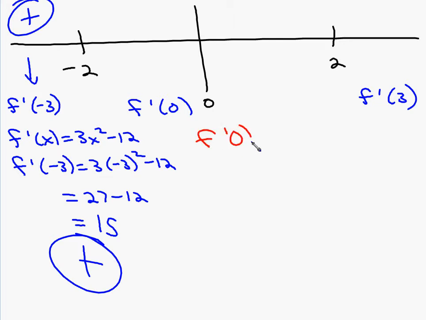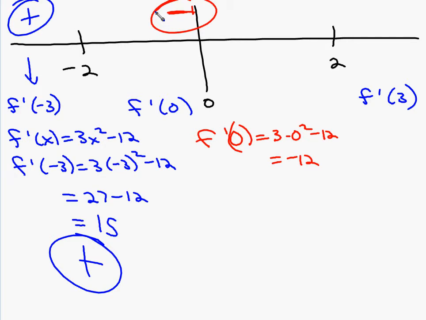F prime of 0 is going to be 3 times 0 squared minus 12. That's easy. It's negative 12. We were right. So there, the value of the derivative is negative.